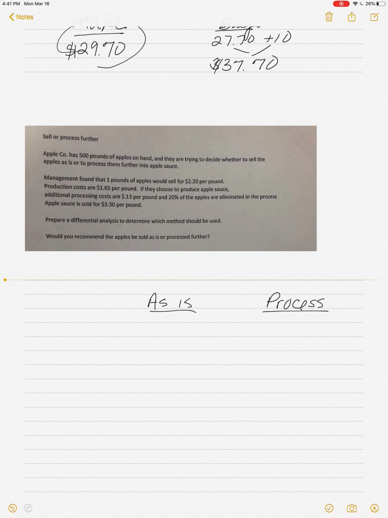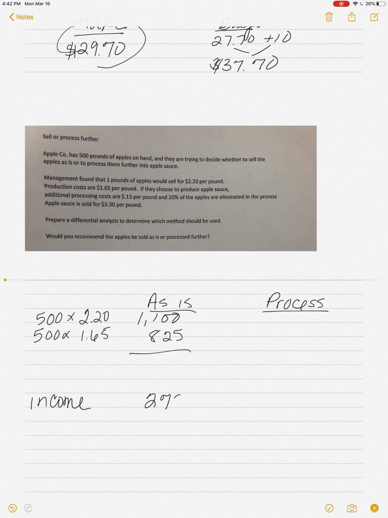First, we look at that revenue. The revenue, if I sell as is, I have 500 pounds of apples, and I'm going to get $2.20 per pound, which is $1,100. My cost at 500 pounds is $1.65 per pound, or $825. For the total income, I'll write that down here. My total income, if I sell as is, is $275.